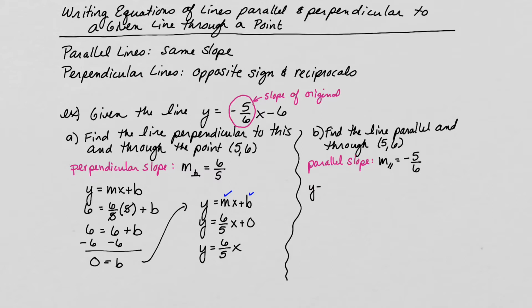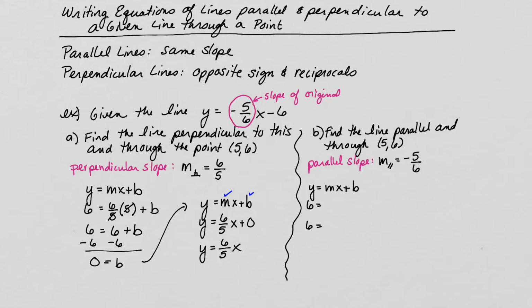And so if we do y equals mx plus b, 6 is going to be equal to negative 5/6 times 6 plus b. So 6 is going to be equal to, this is negative 36. Oh, what did I do there? Oh, I put the wrong number in there, didn't I? Whoops. This should be a 5, right? Let me rewrite that. Sorry about that.